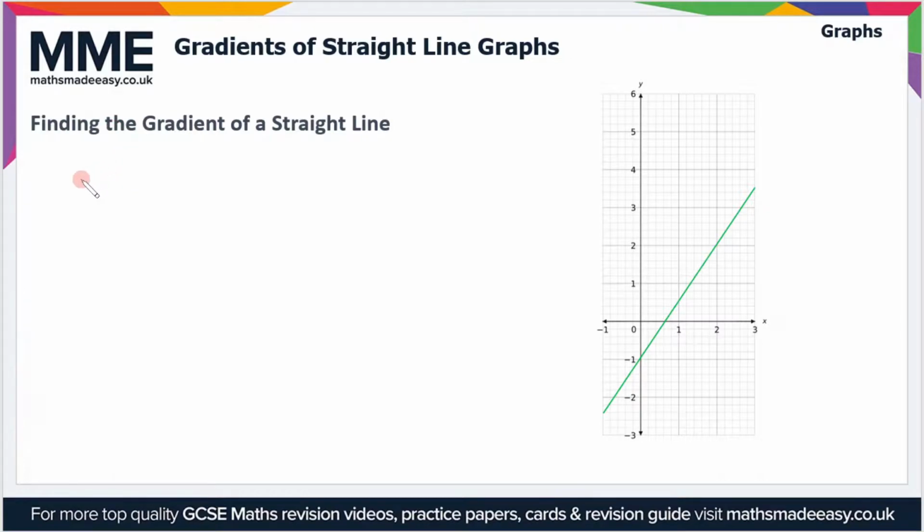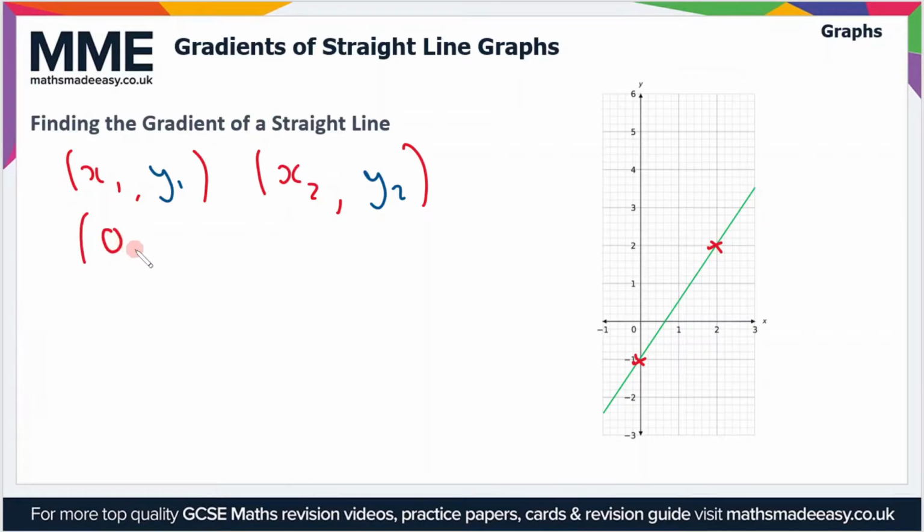All you need to do to find the gradient of a straight line is find two coordinates on the line. We can call these coordinates x1, y1, with a comma in between, and the other one x2, y2. You'll see why I'm using different colours in a second. Now we need some coordinates on the line. The first one is this one here, at 0, -1, and the second one is at 2, 2 here. So x1, y1 is 0, -1, and x2, y2 is 2, 2.